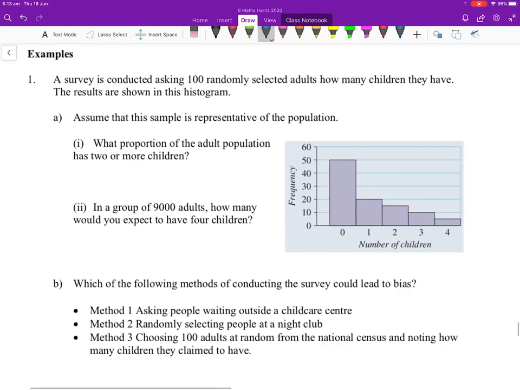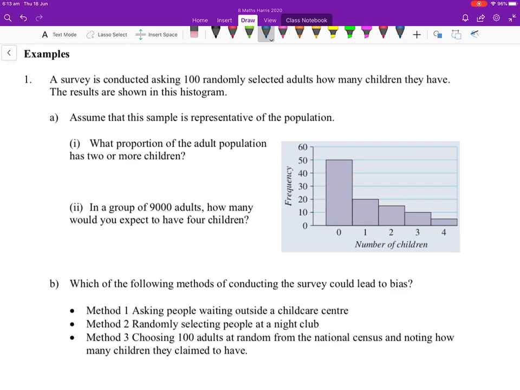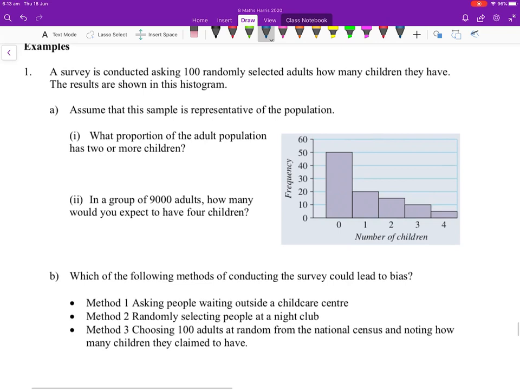Part A says, assume that this sample is representative of the population. In other words, assume that we've asked a good selection of people. What proportion of the adult population has 2 or more children? Now, how many people had 2 children? 2 children is in this column, and it goes up as high as 15. So 15 people had 2 children. For the people that had 3 children, it goes up as high as 10. For the people that had 4 children, it goes up as high as 5.